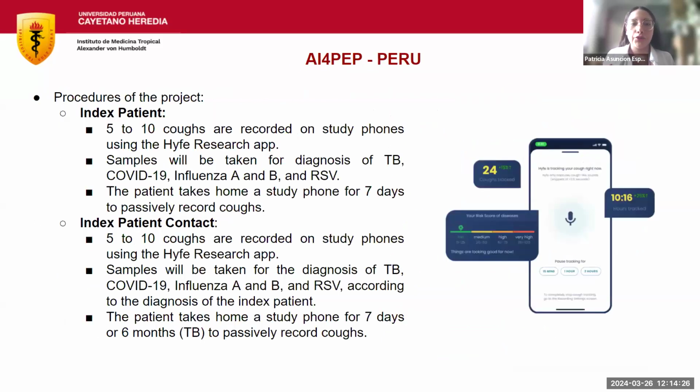So these are some of the procedures for the cough recording of the index patient as well as the high-risk contacts. And we are also working with samples for the TB diagnostic as well as for other respiratory infectious diseases. During this longitudinal cough monitoring for 7 days, and in the case of high-risk contacts for TB, we are working with a 6-month follow-up.